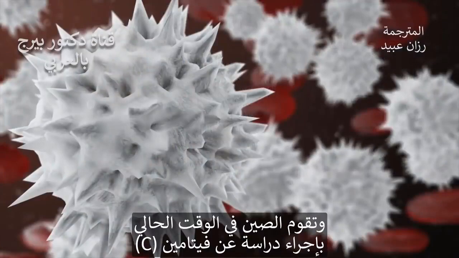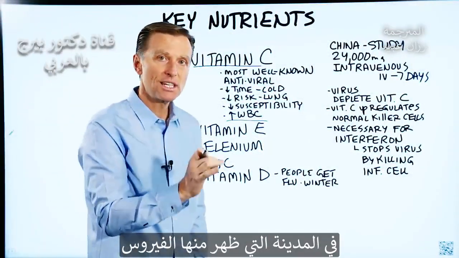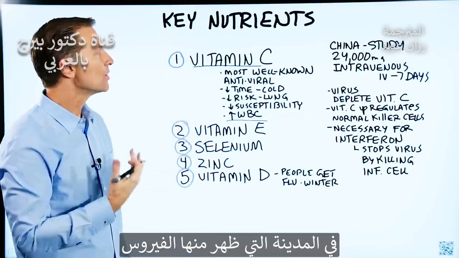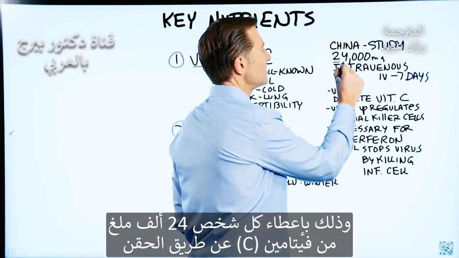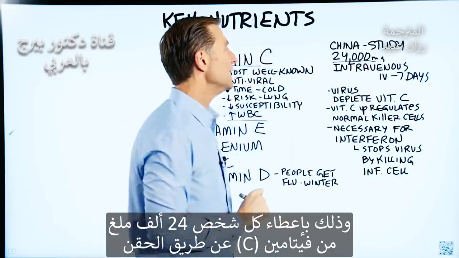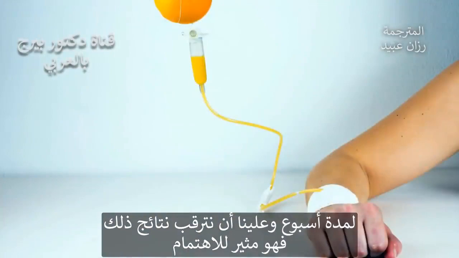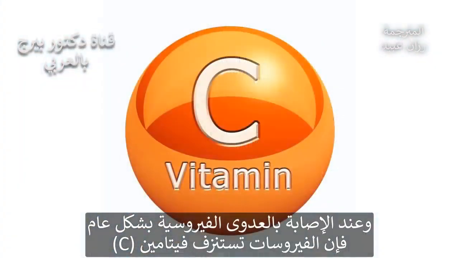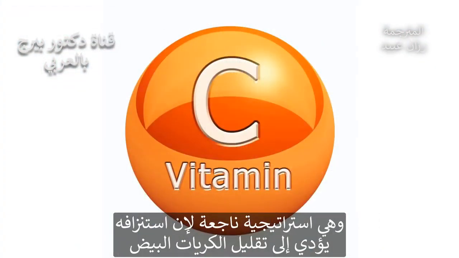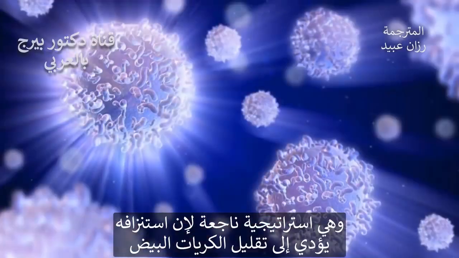Now, China right now is doing a study on vitamin C in the actual city where the coronavirus originated from. They're giving people 24,000 milligrams of intravenous vitamin C for 7 days. We'll have to see the results on that, but that's actually quite interesting. Viruses in general, when you're infected, deplete your vitamin C. That would make sense as a strategy because if you can decrease the vitamin C, you can decrease the white blood cell.